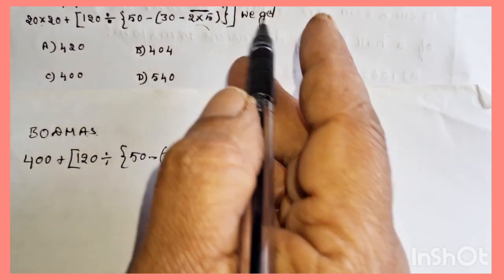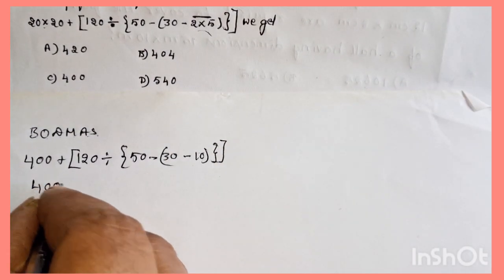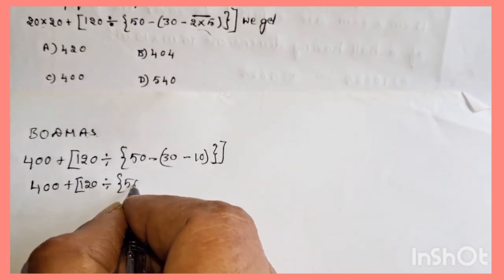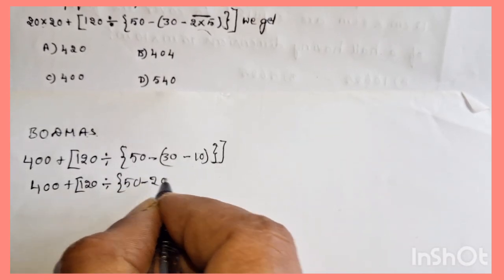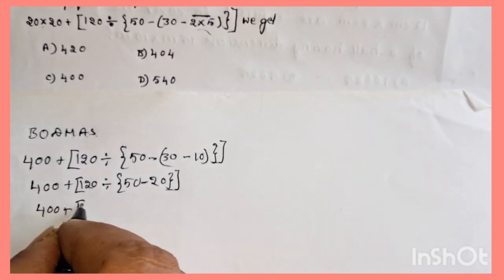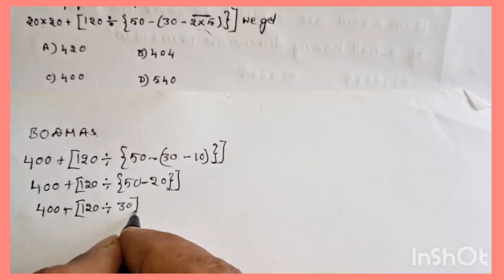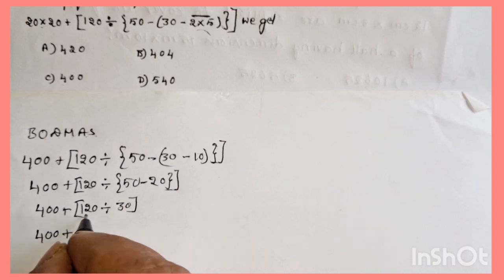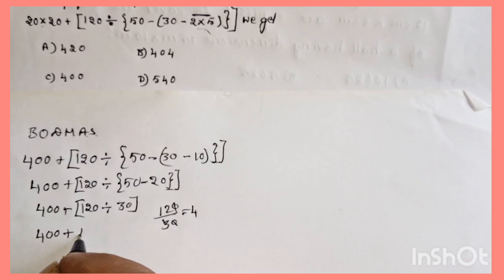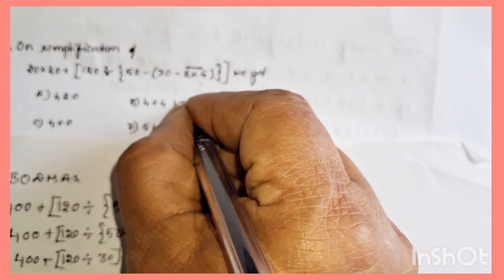by 5 is 10. All the brackets closed. Then 400 plus bracket 120 divided by 50 negative 30 negative 10 is 20. Next 400 plus 120 divided by 50 negative 20 is 30. And next step is 400 plus 120 divided by 30 is 4 and it becomes 404. So correct option is B, 404.